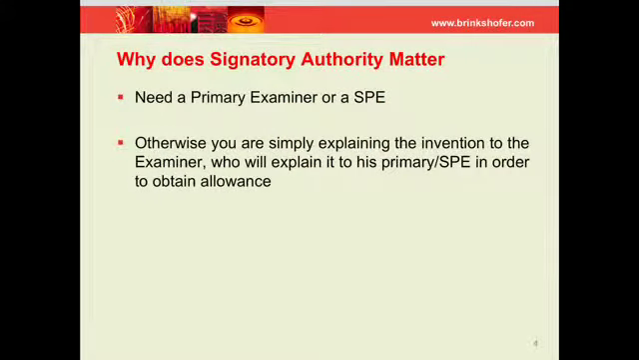Now, the first question is, why does signatory authority matter? Well, it's really a question of who's the right person to talk to. So you typically need to talk to a primary or a SPE in order for them to obtain an allowance, or in other words, at least convince them, as well as the examiner, that they need to allow the case. So the question is, when and how do you contact the SPE if necessary? So the question is, when do you want to involve the SPE?